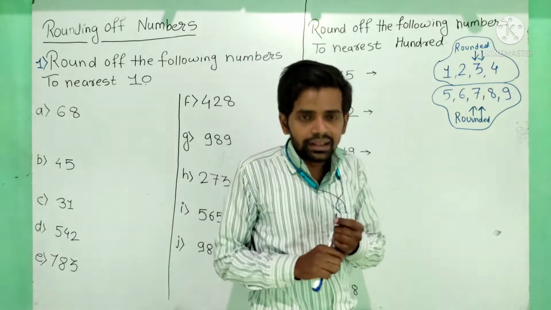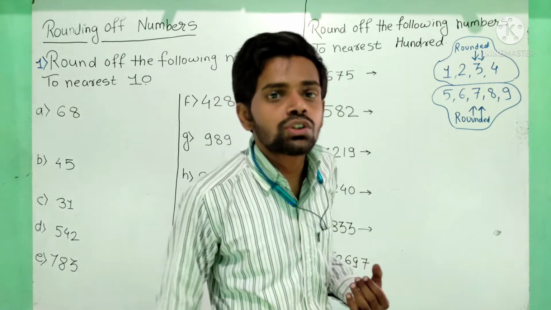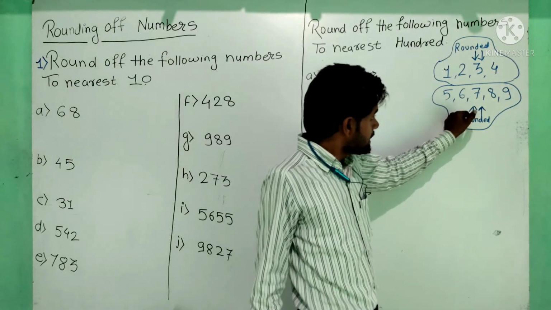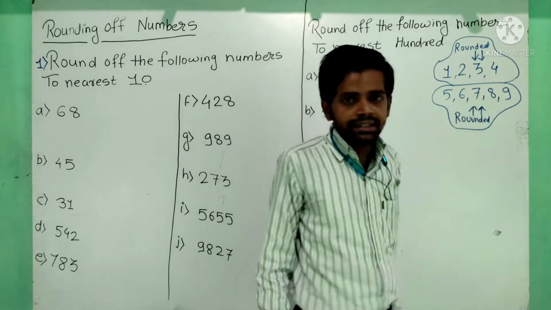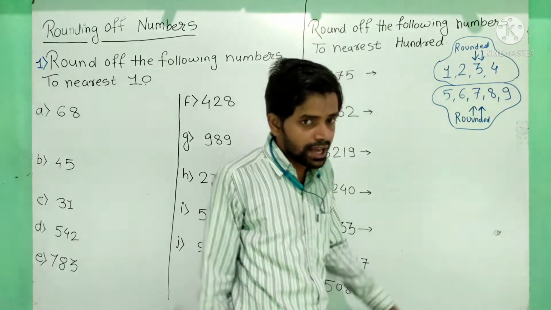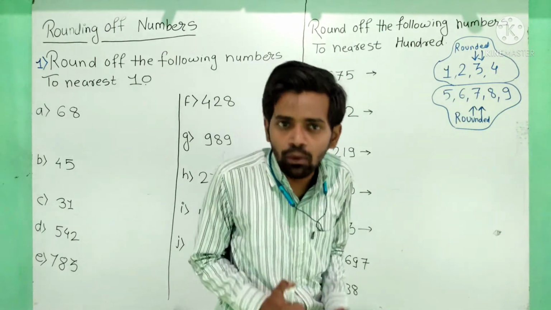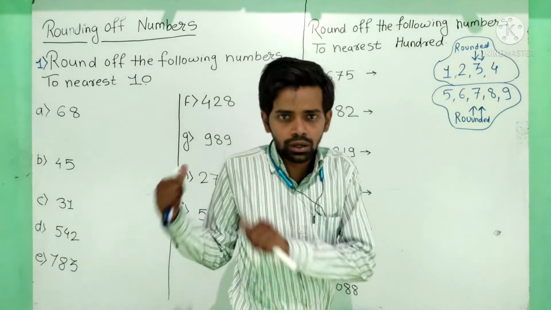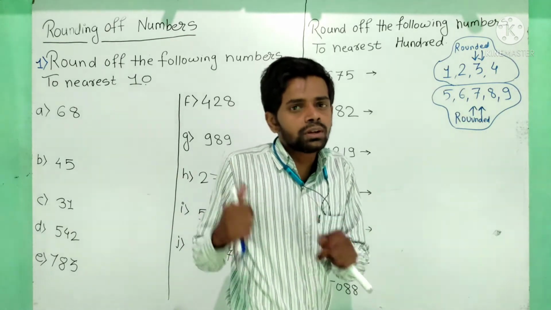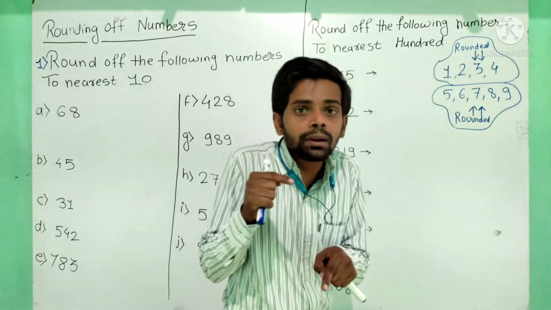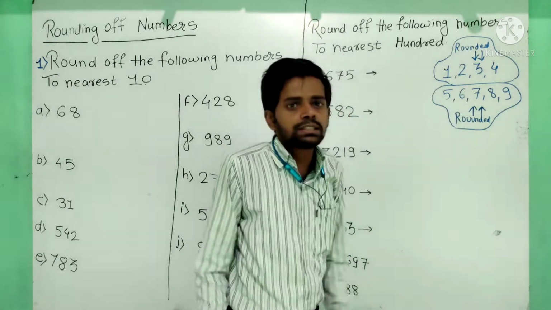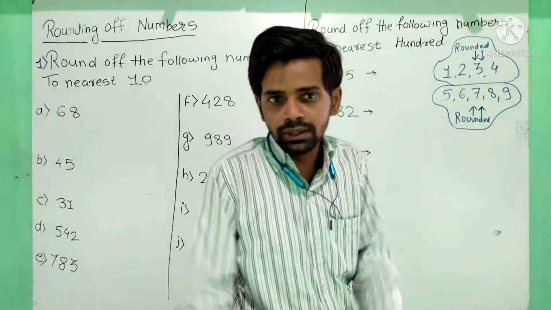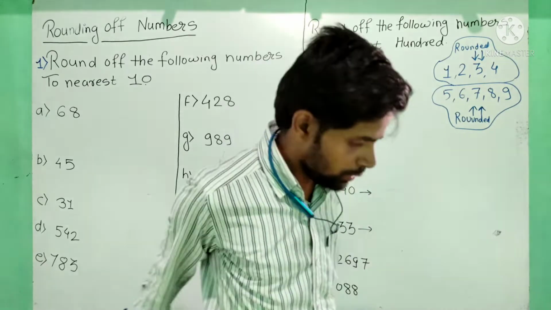And if we find a strong digit, like 5, 6, 7, 8 and 9, these are strong digits. If we find these digits when we observe the number, at the place we are observing, then the number will be rounded up.